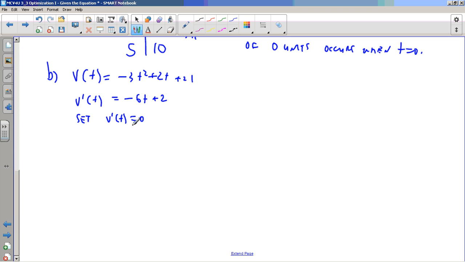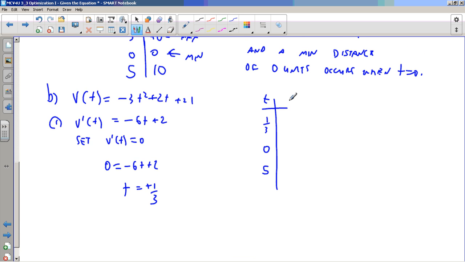And this is always the steps we follow for our min-max thing. This is kind of like the first step. And so we got 0 equals negative, what is it? t equals positive 1/3, I believe. Great. And so that's the only spot, so I'm going to check. Now, what goes here? So I know 1/3 is here, and 0 and 5, because those are my endpoints. I have to check.